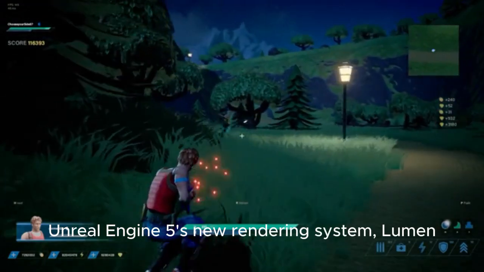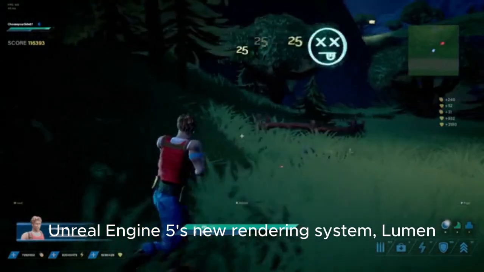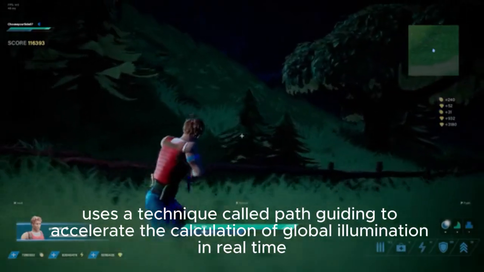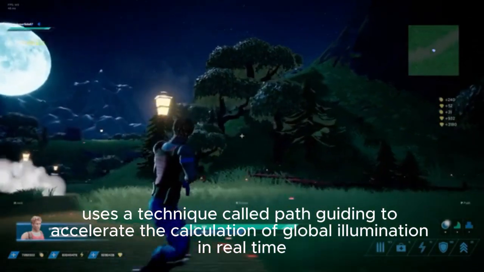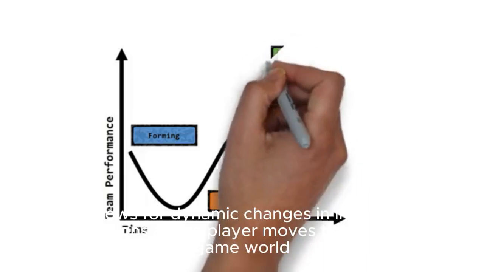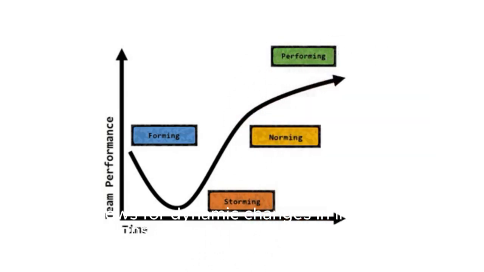Unreal Engine 5's new rendering system, Lumen, uses a technique called path guiding to accelerate the calculation of global illumination in real time. This allows for dynamic changes in lighting and reflections as the player moves through the game world.